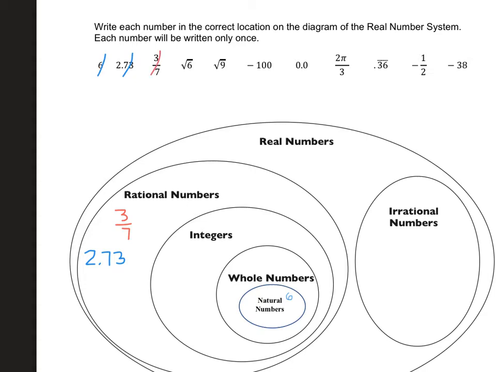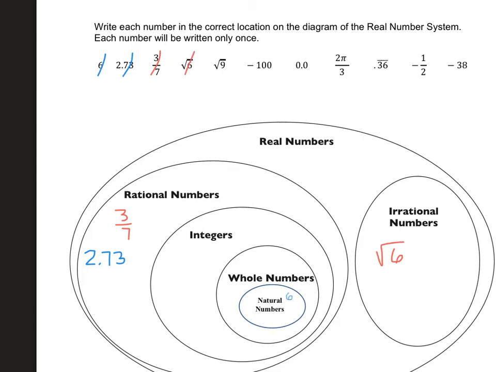Okay, next one, square root of 6. So here the key is you can plug that into your calculator to see what happens with the decimal if you're curious, but remember that anytime we take a square root of a non-perfect square, it's going to be irrational. If you plug that into your calculator, you're just going to get this long list of numbers after the decimal, and there's no pattern. It doesn't terminate. So square root 6 goes in there.